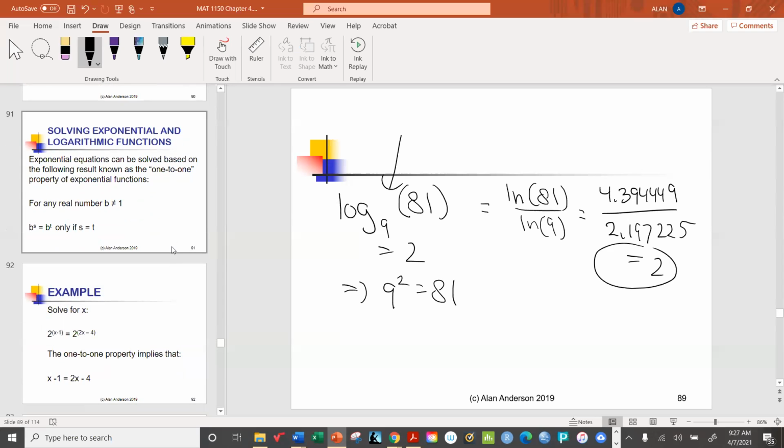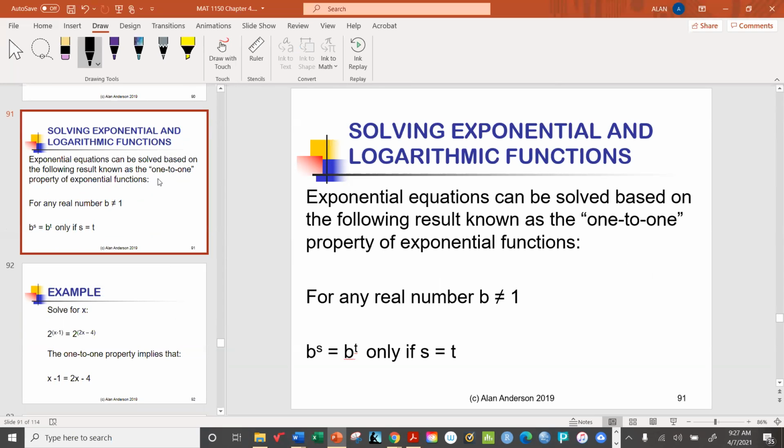Okay, now what's coming up next is, with all of this information, we're going to try to solve what are called exponential and logarithmic functions. Now, we already know what an exponential function is. Exponential simply means x is in the exponent. The logarithmic functions just involve logarithms. So what we're going to do is use the so-called one-to-one property of exponential functions, which is quite handy.